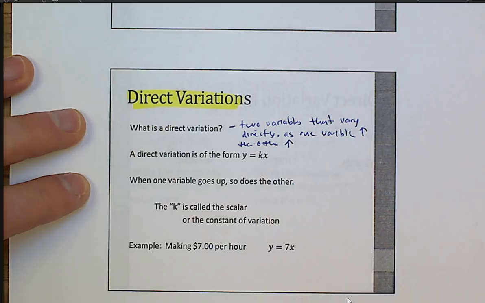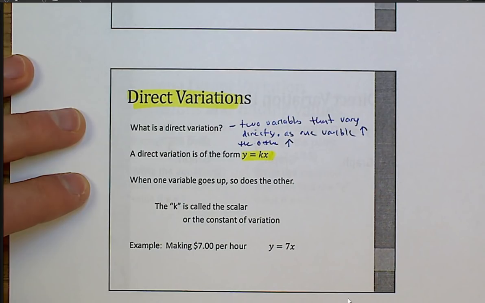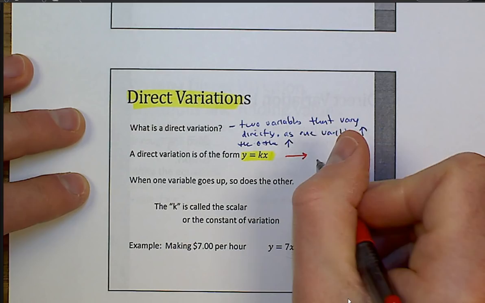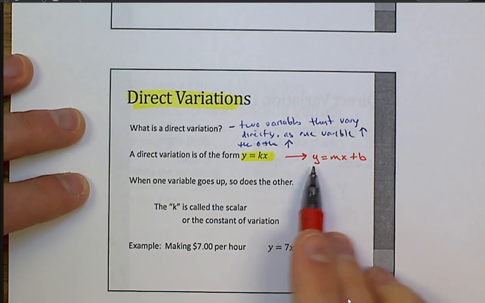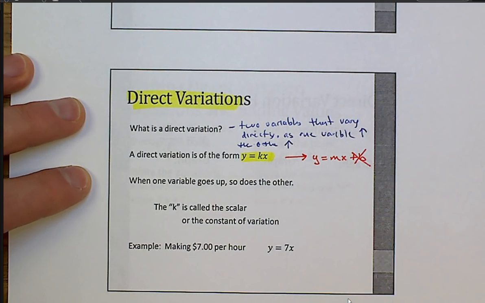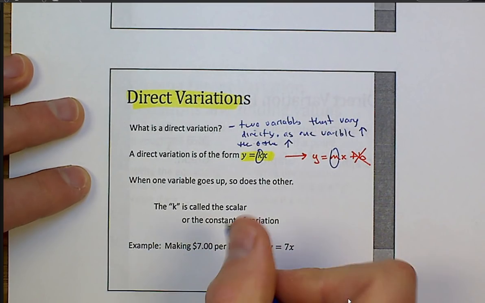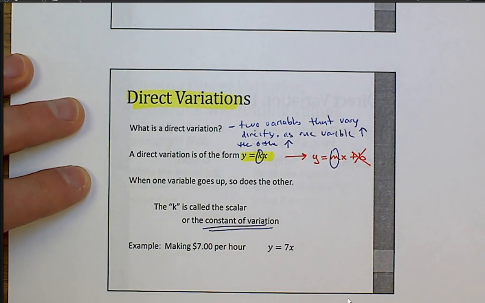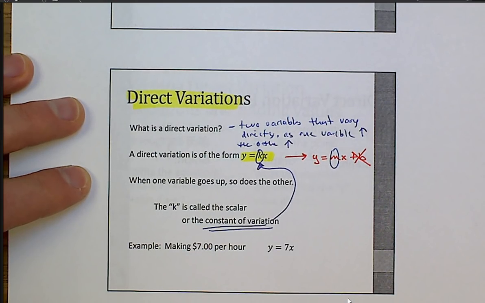This is the form we use for direct variation right here, y equals kx. Now in the very beginning I said you've already done this before, and you really have. Direct variation is really no different than y equals mx plus b. The only difference between y equals mx plus b and y equals kx is that there is no b value with direct variation, and instead of m, we use k. And k is called the scalar, or the constant of variation. You'll see this a lot, constant of variation for the k value. And that's the number that's going to remain constant over time.